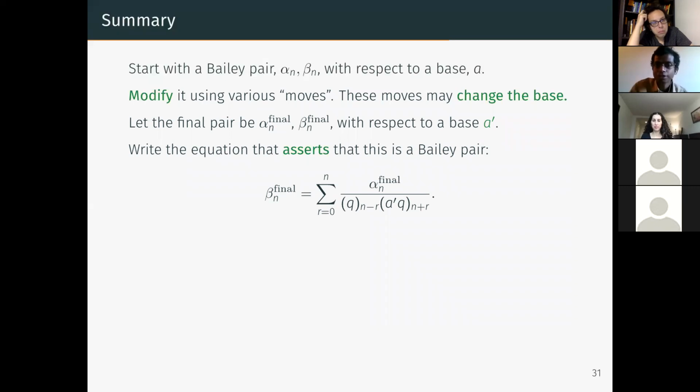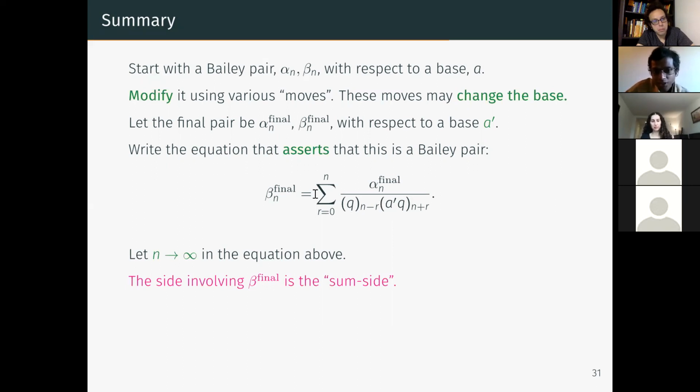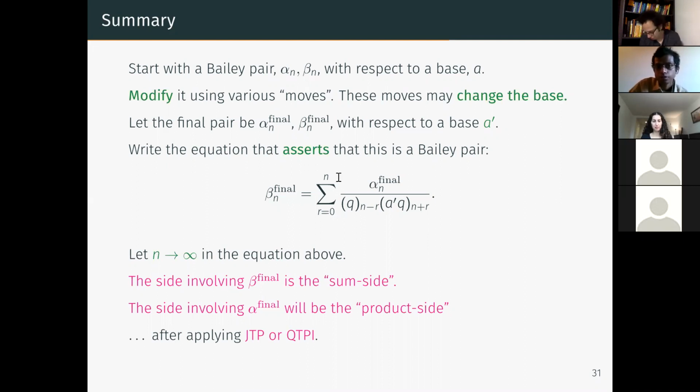Now let's write down the equation that asserts that this new thing is a Bailey pair. And now, contrary to your intuition, when you take n going to infinity, this is actually going to turn into a product. It looks like a sum, but that's going to turn into a product. The side involving betas is going to be the sum side, just like it happened in the Rogers-Ramanujan case. That's because alphas usually involve these alternating signs. I'll show you an example. And so when you plug them into the JTP or QTPI, you get the product. So alphas are products, betas are sums. That's a thing to remember.